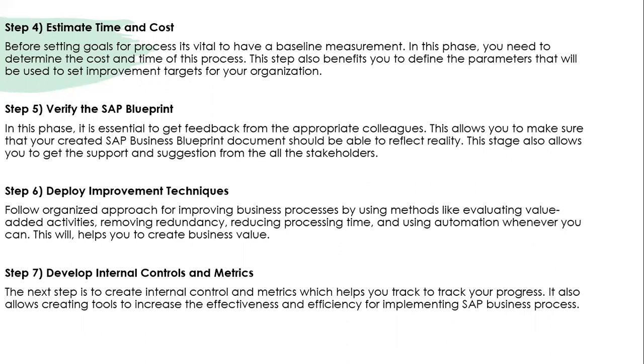So of course, deploy improvement techniques. Follow an organized approach for improving business processes by using methods like evaluating value-added activity, removing redundancy, and reducing processing time. So these are some of the very key functionalities that SAP S/4HANA has over the ECC platform. So we need to highlight these processes when we are discussing with the client.